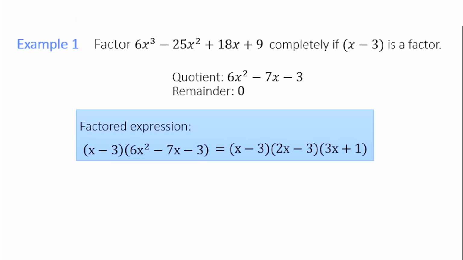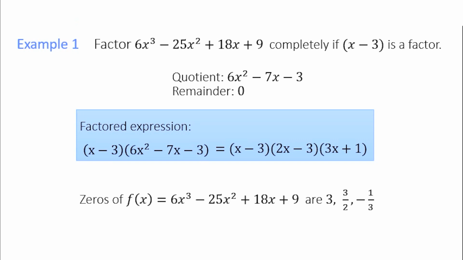Another question could be to find the zeros of the polynomial. Well, we already know techniques for this. Once we have the factored version, we need to make each factor equal 0 and then solve those equations one by one. So therefore my zeros will be 3, 3 over 2, and negative 1 over 3.